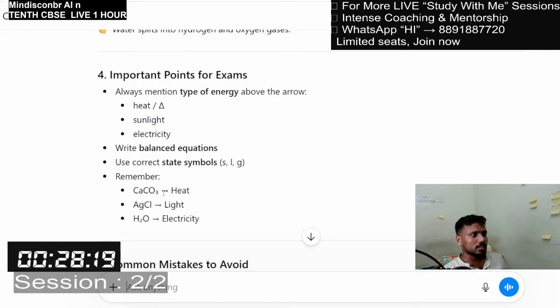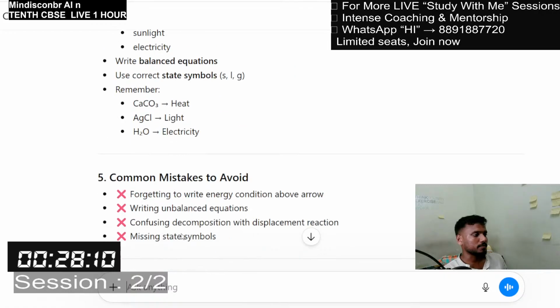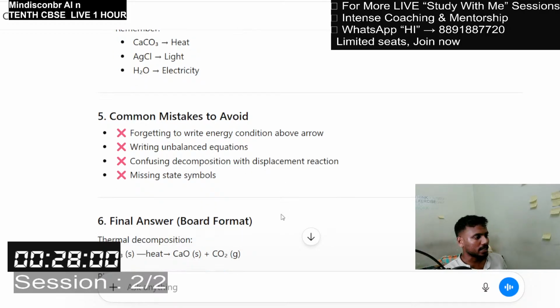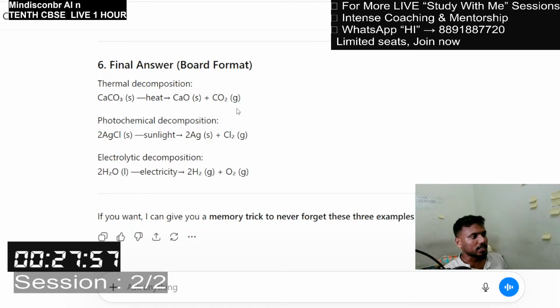CaCO3 is decomposed by heat, AgCl is decomposed in the presence of light, and H2O is decomposed in the presence of electricity. Common mistakes to avoid: forgetting to write the energy condition above the arrow, writing an unbalanced equation, confusing decomposition with the displacement reaction, and missing state symbols. Final answer, board format.